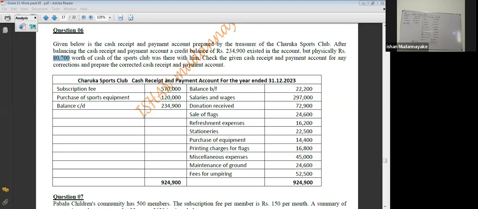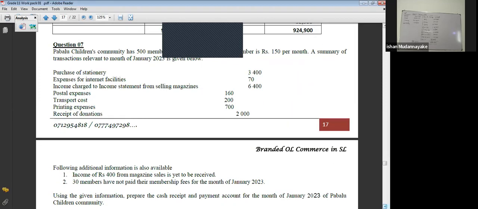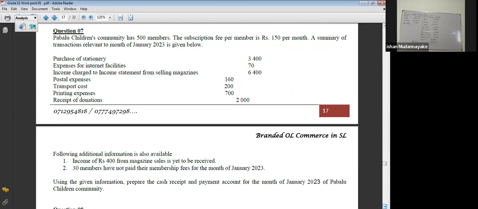Now we will discuss question 7. Go to question 7. Prepare the receipt and payment account of the business. Using the given information, prepare the cash receipt and payment account for the month of January 2023 of Pabalu Children Community.